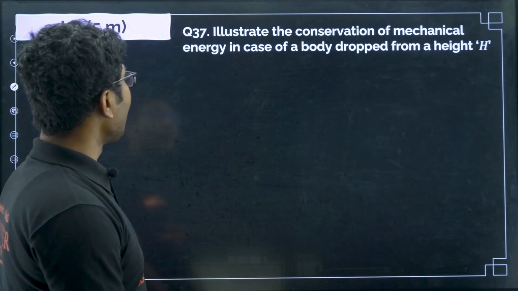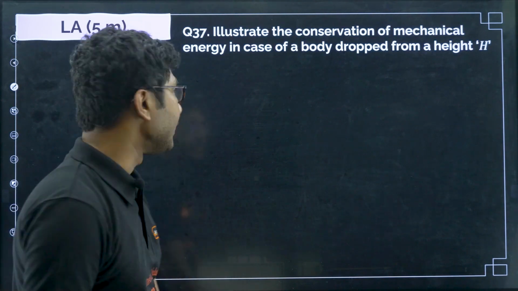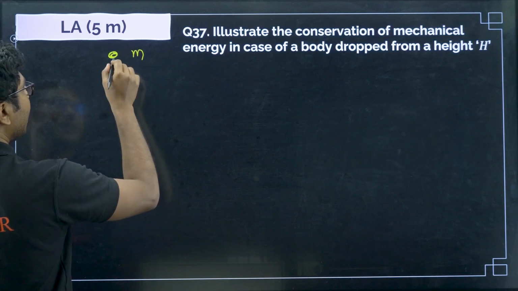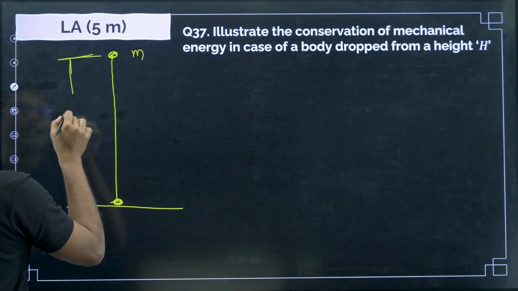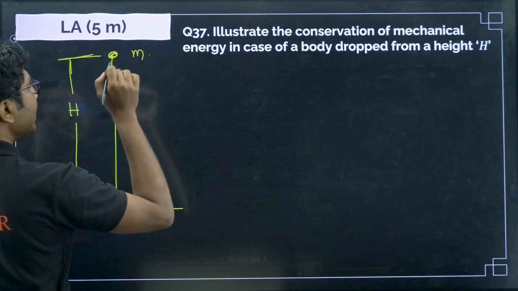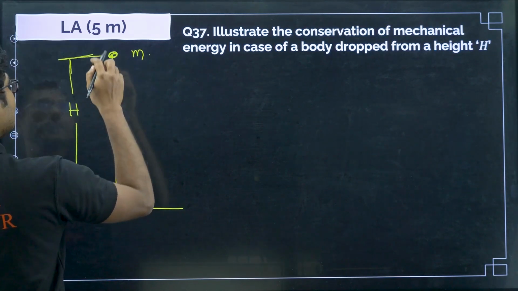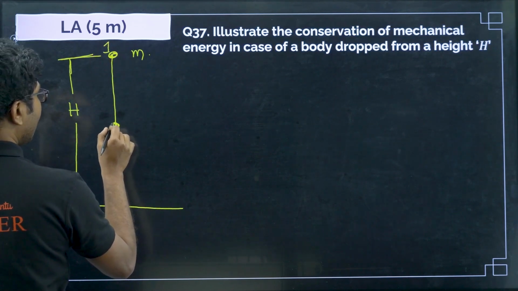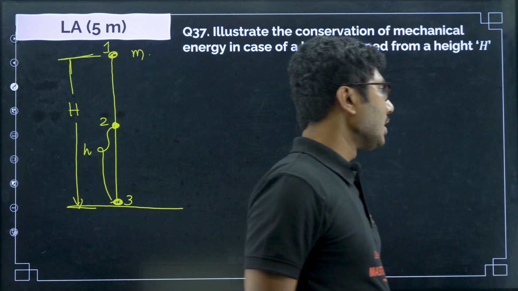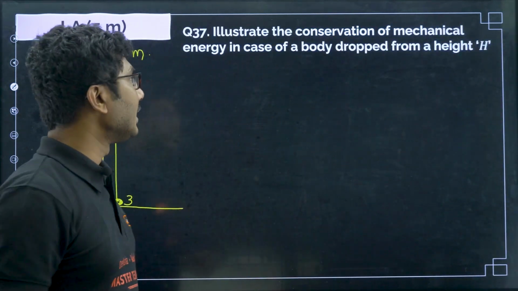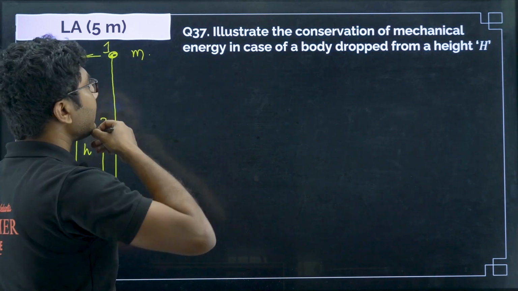Now next question. Now we are into the 5-mark category. Illustrate the conservation of mechanical energy in case of a body dropped from a height capital H. So we have a body of mass m, it is dropped from a height H and reaches the ground. Very easy derivation. If you see this derivation, don't miss out on that. We have to do it for 3 positions. What are the 3 positions? First is the starting position 1, then somewhere in between position 2 where the height is small h, and the third position is just before touching the ground. If we can show that energy is equal in all these 3 places, then we can show the conservation of mechanical energy. So first let us calculate the energy for position 1.